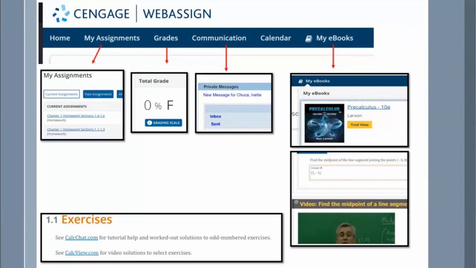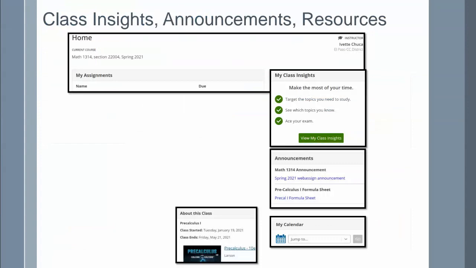All right, and then again, the most important one is my assignments. When you click in, this is where you'll find your homework, your quizzes, everything that your instructor has set up for your class. You will find it under your assignments. All right, so as I had mentioned to you, you also have resources and insights to help you throughout the semester.